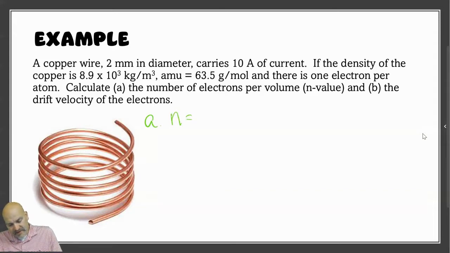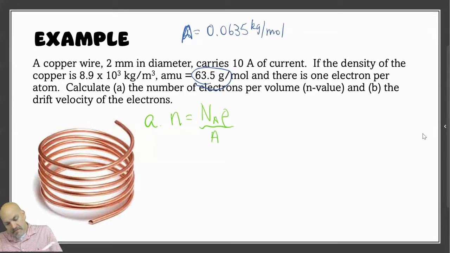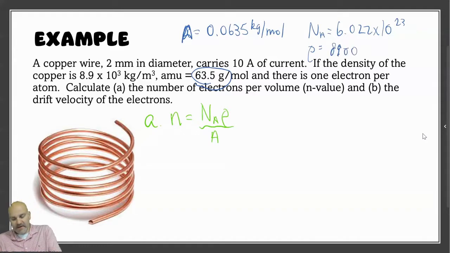So N, that electron density, is going to be equal to Avogadro's number times the density of the material divided by our atomic mass. But remember, we need this in kilograms per mole. So our atomic mass is going to be 0.0635 kilograms per mole. Avogadro's number, 6.022 times 10 to the 23. And our density is going to be 8,900 or 8.9 times 10 to the 3 kilograms per cubic meter.